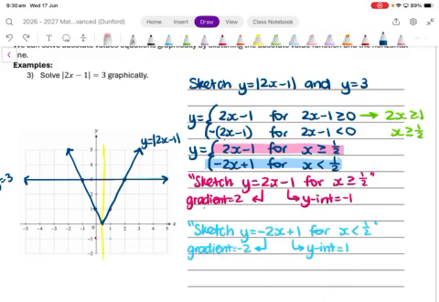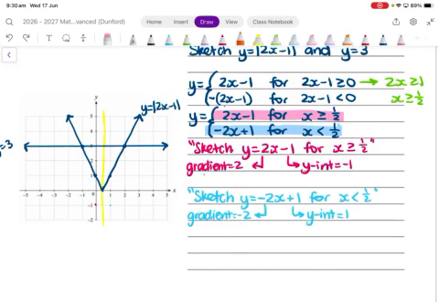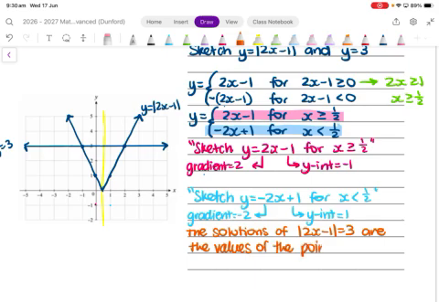Okay, and then I can sketch my line in, like so. Okay, now we haven't answered the question yet because the question has asked us to solve graphically. So to solve, what we have is that the solutions of our absolute value of 2x minus 1 equals 3 are the values of the points. Oh, it's the x values, so we might just draw a little arrow, the x values of the points of intersection.